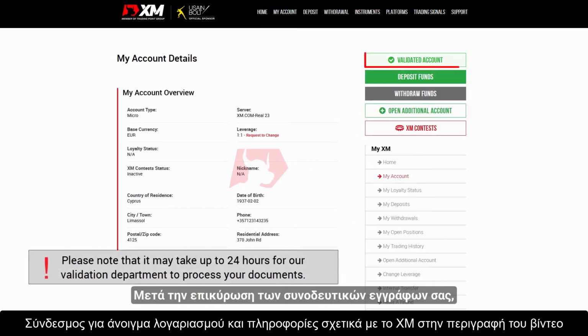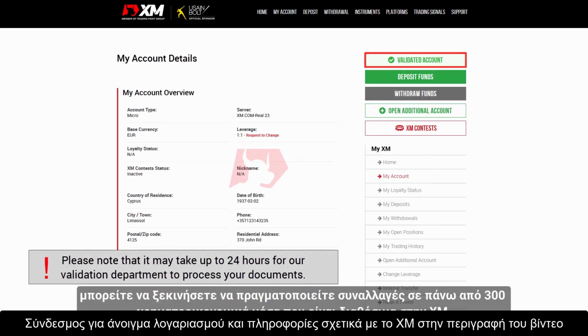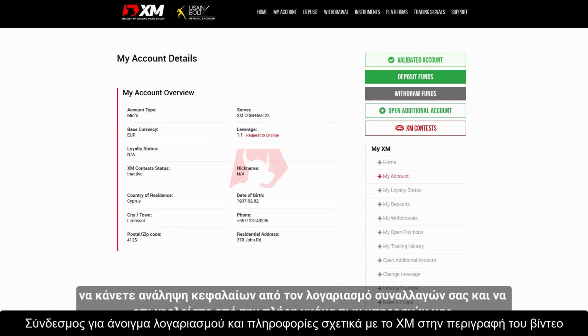Once you have had your supporting documents validated, you can start trading on over 300 instruments available at XM. You can make withdrawals from your trading account and you can benefit from a full range of services.